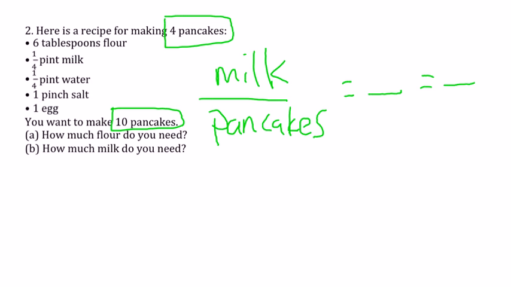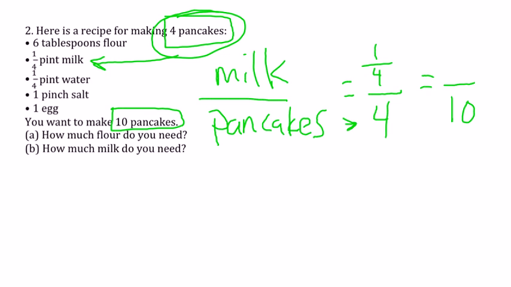We're going to set this up the same way. My pancake numbers are always going to be down here in my denominator. So what are those two numbers? Well, 4 and 10. Now in 4 pancakes, how much milk do I use? I use 1/4 of a pint. Well, we can leave this as 1/4. I'm not really that scared about it. We could change that to ounces if we wanted to, but for now, let's just leave it at 1/4 of a pint. If we converted it, we'd be okay.